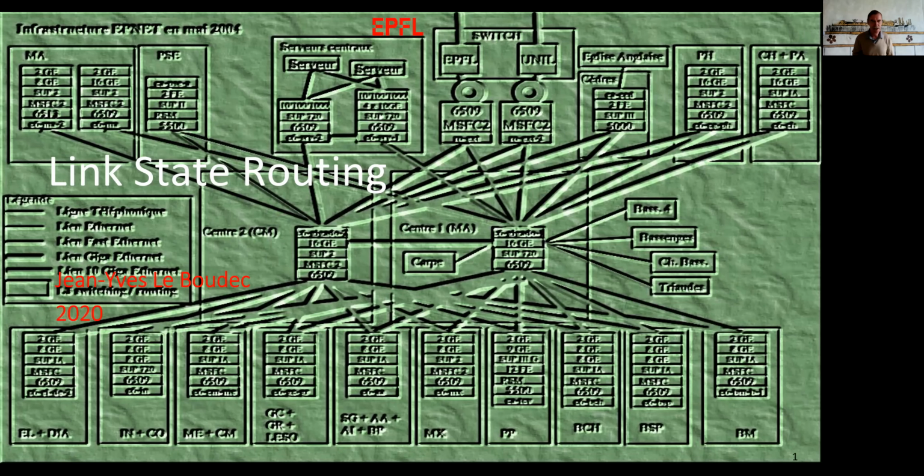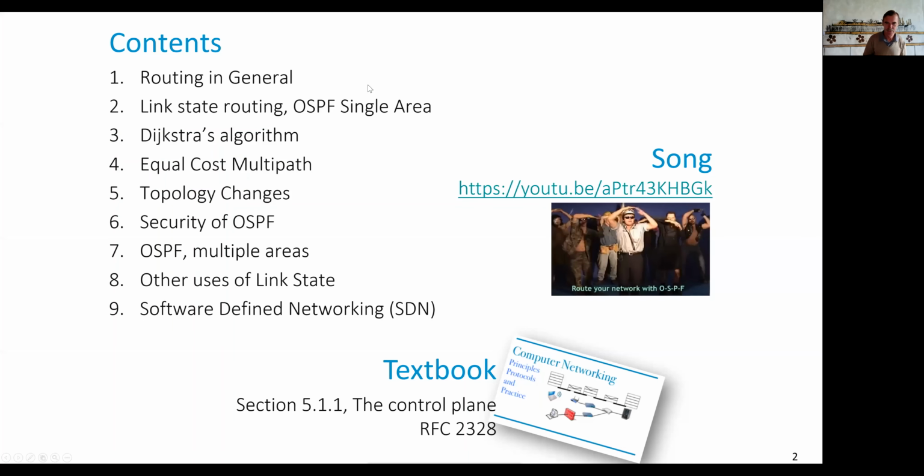The topic today is link state routing. Let us start with a few general statements about routing. We will talk about link state routing, which is for us synonym to OSPF, which is the most widespread routing protocol used in enterprise networks and in cellular operator networks today.